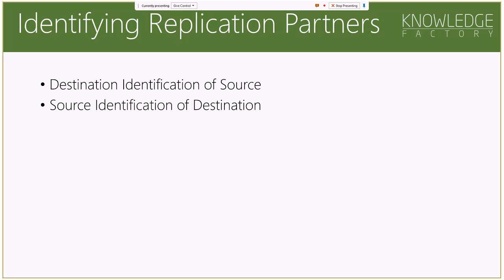So, destination identification of source and source identification of destination. As I said before, replication occurs between 2 or more DCs at a time. The replication topology determines the replication partnerships between source and destination DCs. As a replication source, the DC must determine the replication partners. It must notify when changes occur. And if you remember the picture I showed you, the simplified one with blue DCs, source and destination, this is actually what I'm going to talk about now: how they actually identify each other.